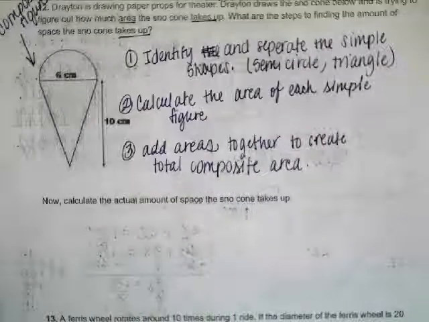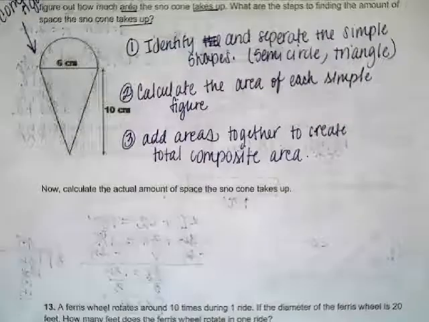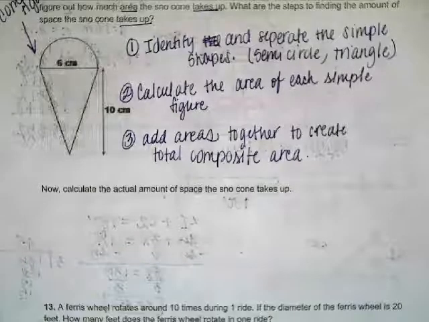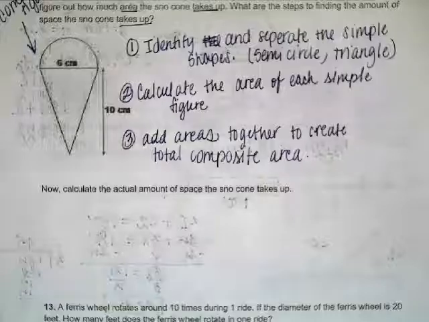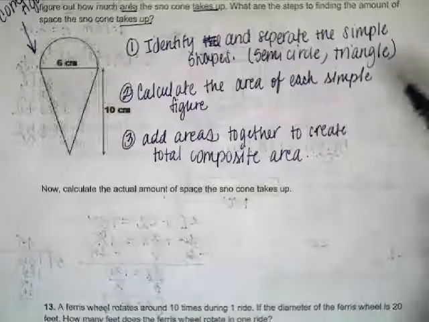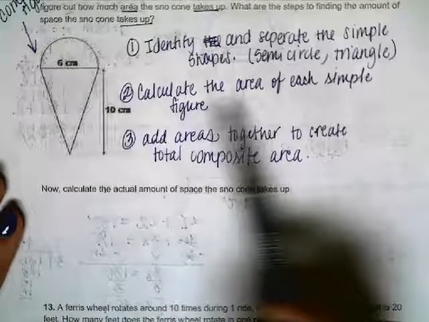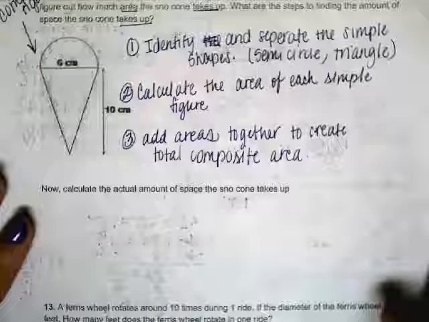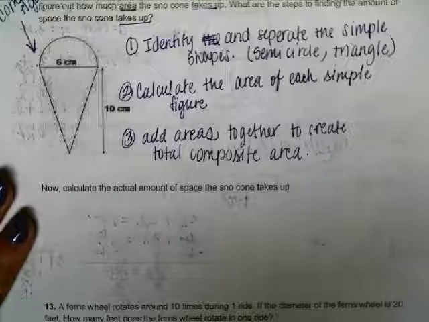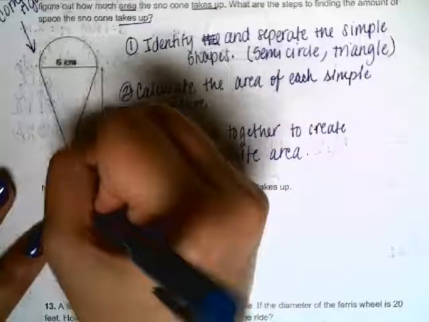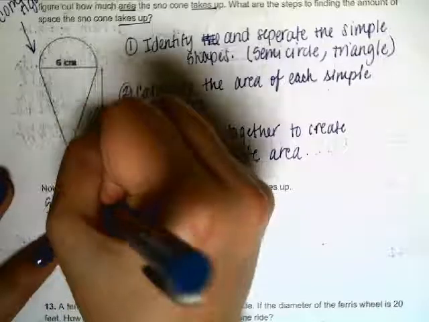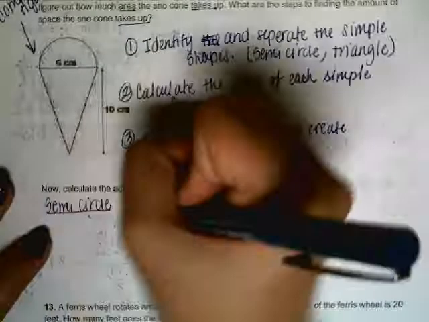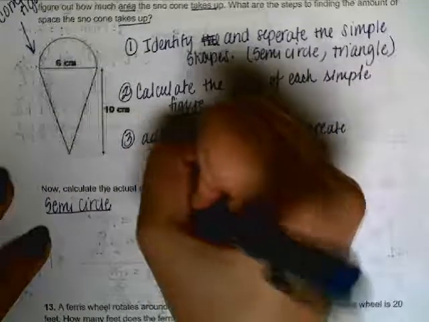Now calculate the actual amount of space the snow cone takes up. So after we wrote down those steps, now we're actually going to put those steps to place. Well, we already identified that we have a semicircle and a triangle. So the next step is to calculate the area of each simple figure. Separate them, semicircle and triangle.